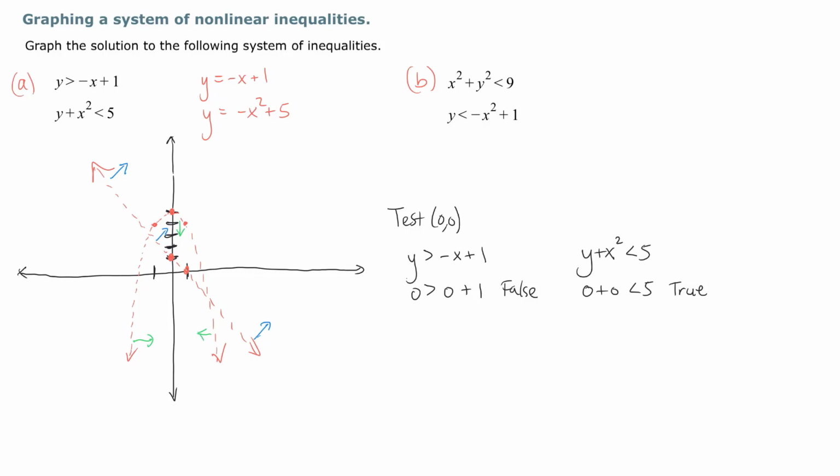So where do these two arrows overlap? Where do we actually intersect all the shading? And the answer is right here. We got some blue, and we also happen to have some green. So that is the solution to this particular system of inequalities.